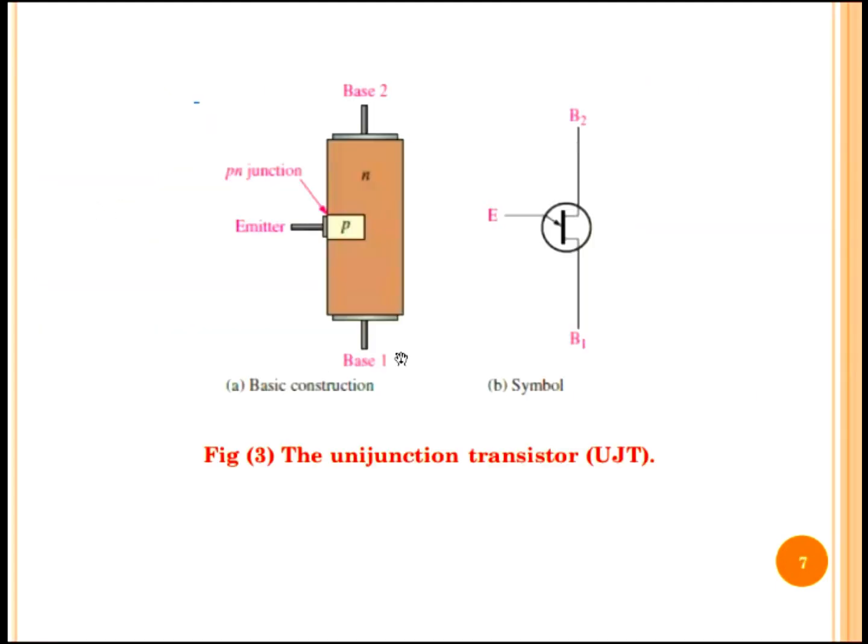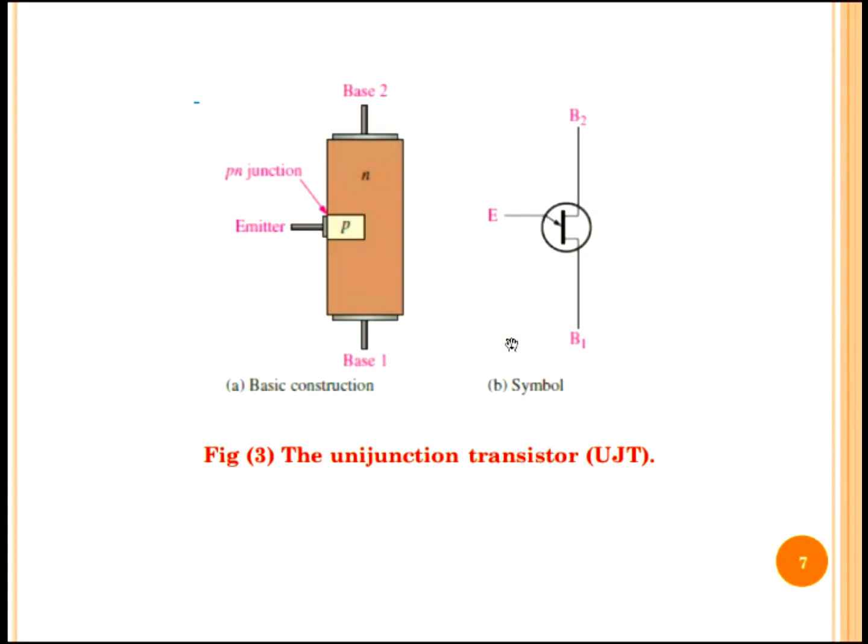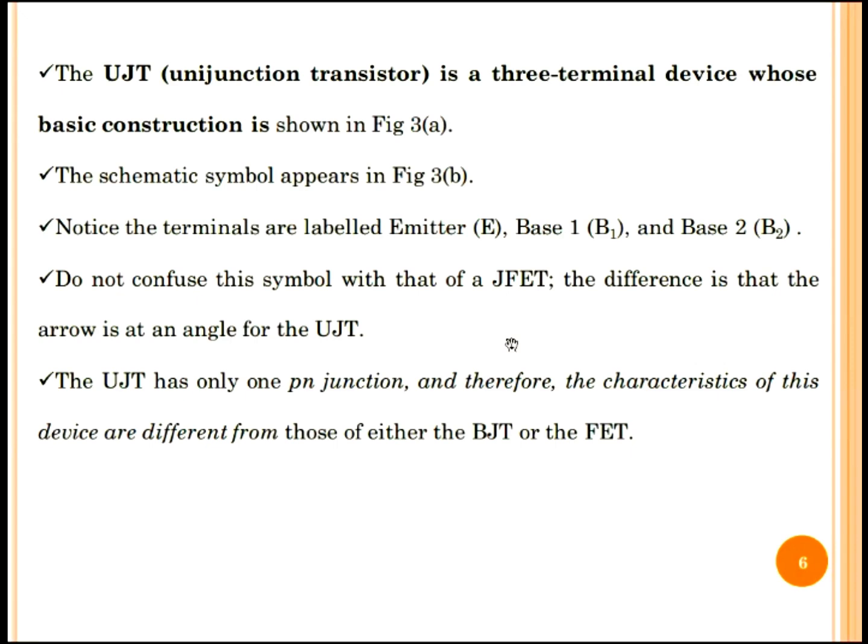The schematic symbol is this for the UJT. Notice the terminals are labeled emitter, base 1 and base 2. Don't confuse this symbol with that of the JFET. The difference is that the arrow is at an angle for the UJT. The UJT and JFET symbols are almost similar. You just have to look at the slightly different angles when you represent the emitter region or terminals. So that's what it means.